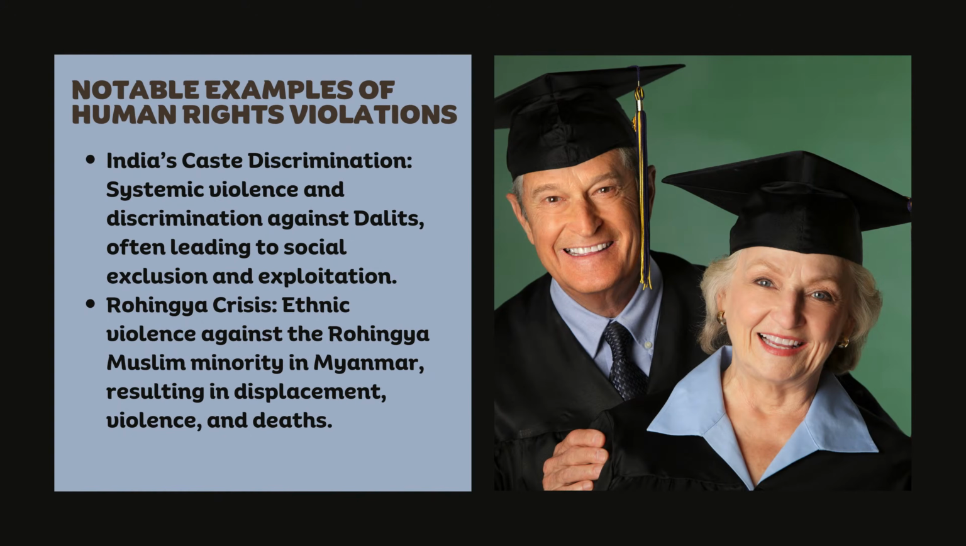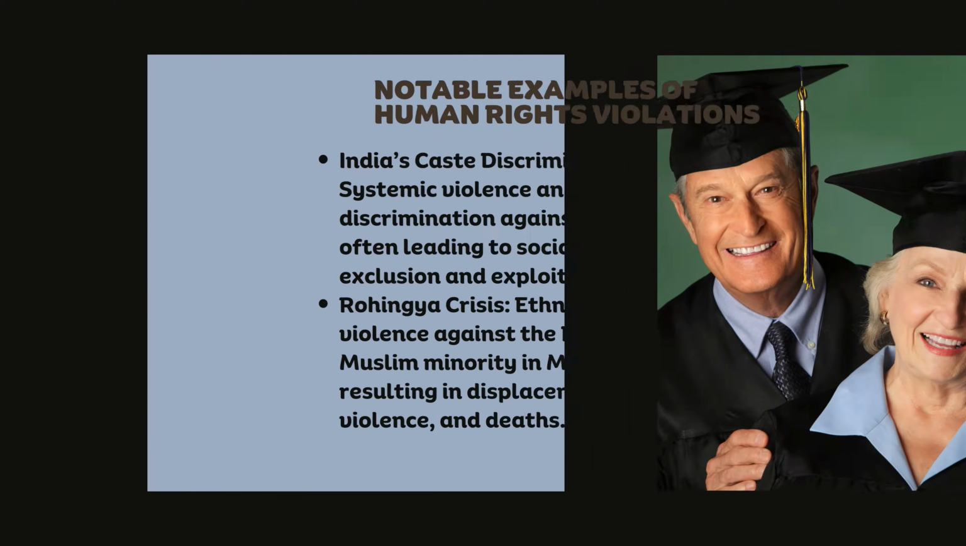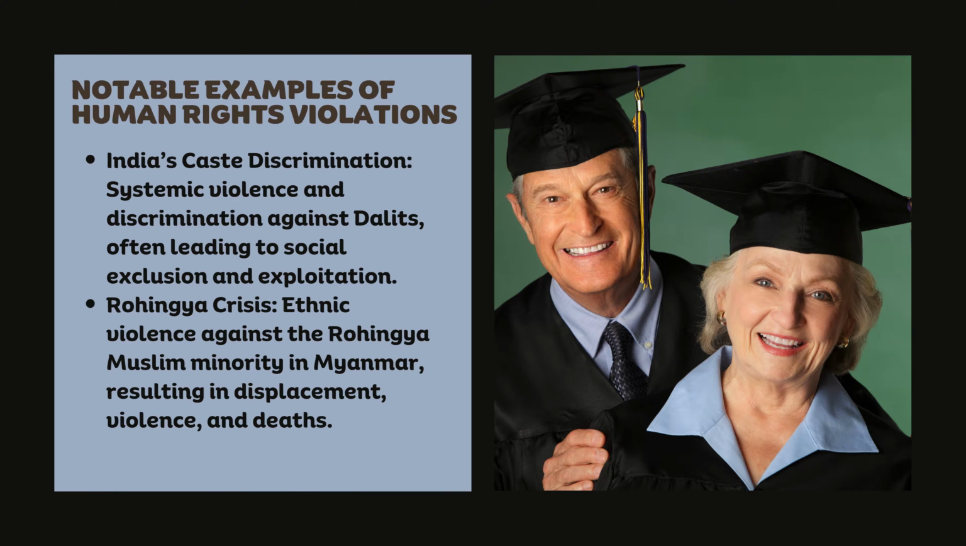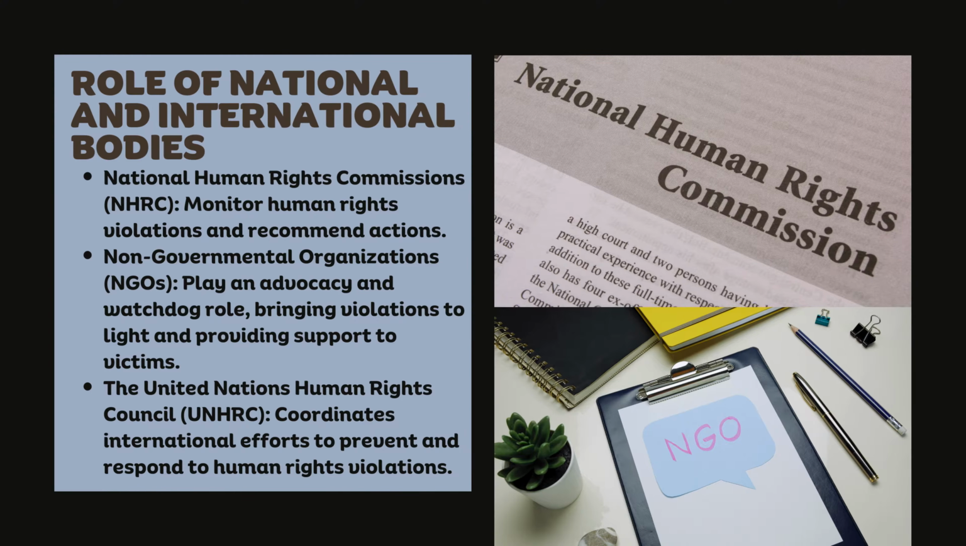Notable examples of human rights violations: India's caste discrimination, systemic violence and discrimination against Dalits, often leading to social exclusion and exploitation. Rohingya crisis. Ethnic violence against the Rohingya Muslim minority in Myanmar, resulting in displacement, violence, and deaths.